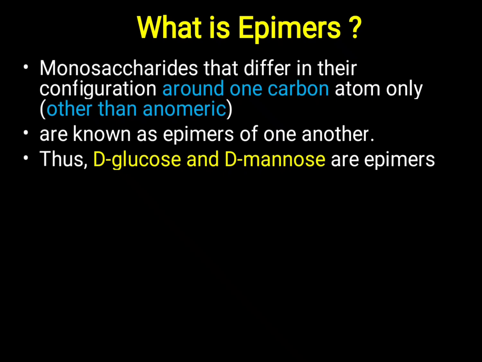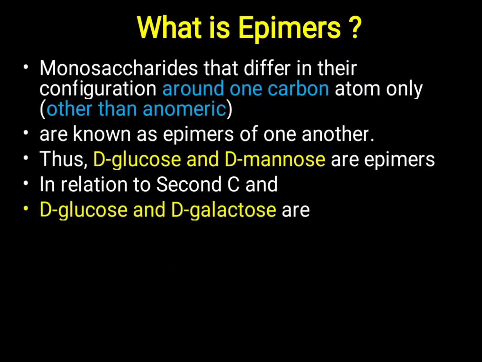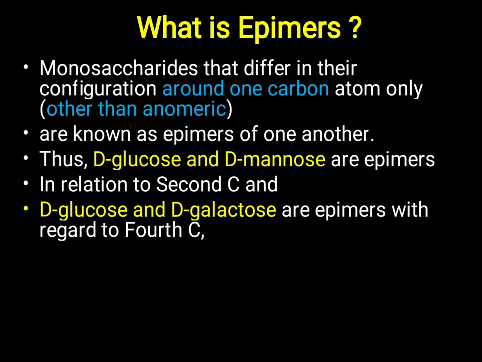A simple example is D-glucose and D-mannose. Here you have to remember that it is the D isomer of both, D-glucose and D-mannose, not D-glucose and L-mannose. D-glucose and D-mannose are epimers of each other in relation to the second carbon. In the same way, D-glucose and D-galactose are also epimers with regard to the fourth carbon. D-glucose and D-mannose differ in relation to the second carbon only, while D-glucose and D-galactose differ from each other in relation to the fourth carbon only. So they are epimers.